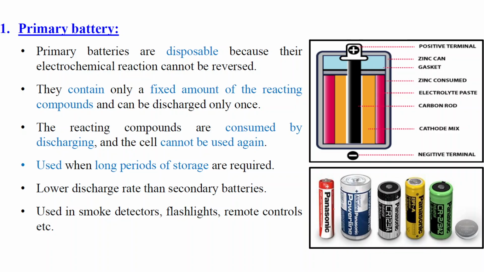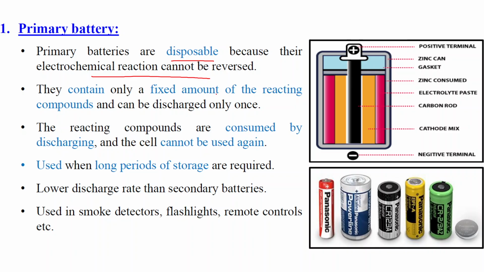Primary batteries are disposable batteries. They are single-use batteries and cannot be recharged. They are charged during their fabrication, and then you use them, and after discharging you cannot recharge them and they need to be thrown away. They are disposable, basically one-time use, because their electrochemical reactions cannot be reversed.